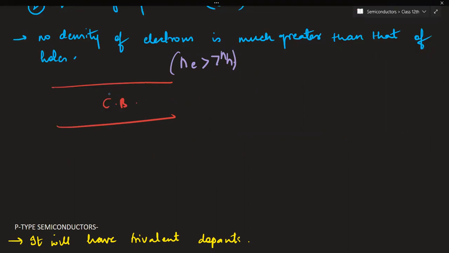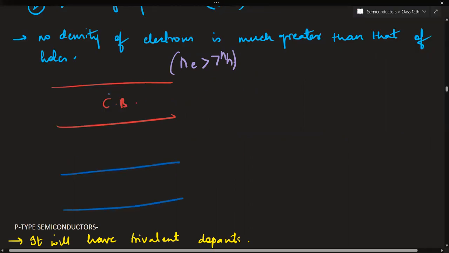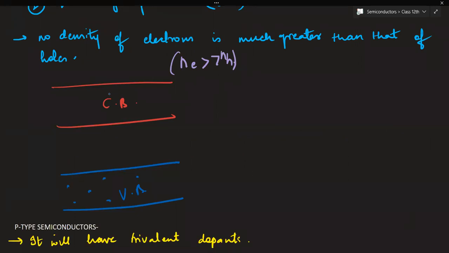Here you have the valence band. So all the electrons are available in the valence band only. We are talking about semiconductors. All the electrons are present in the valence band. Remember this, we had studied, this is the lowest energy level of the conduction band and this is the highest energy level of the valence band. This becomes the energy gap.